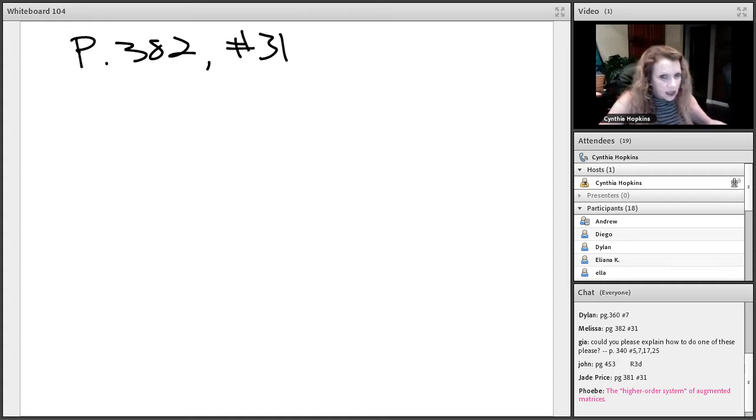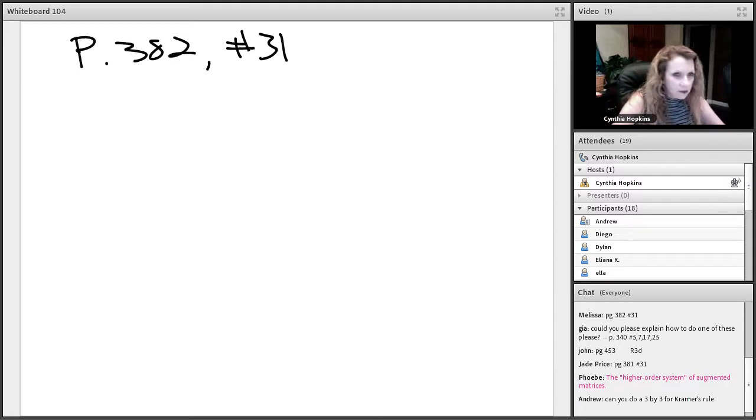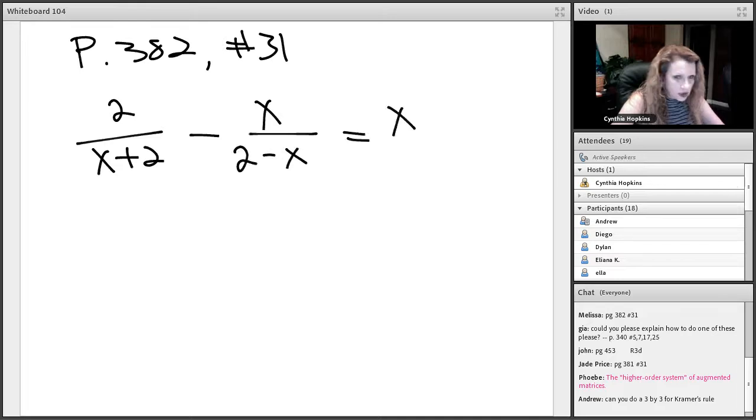Okay, 382, number 31. And they are asking us to state the domain, then solve the equation, and show the step where you discard any extraneous roots. All right, so if you are in my class, you know that I've said whenever you see fractions in an equation, there's something you should do first. Let me finish writing my equation here, and then I'll say it.